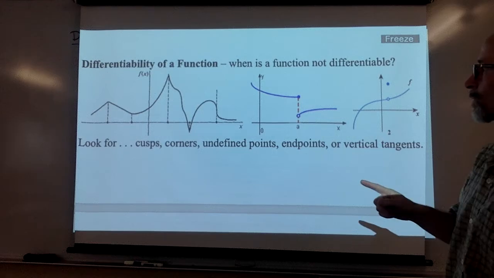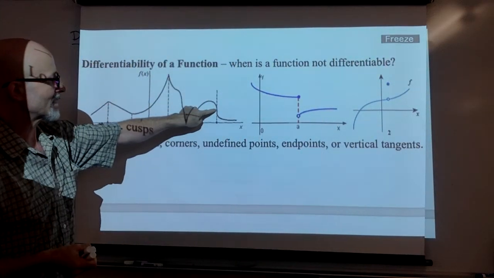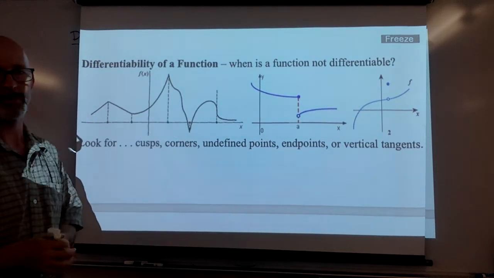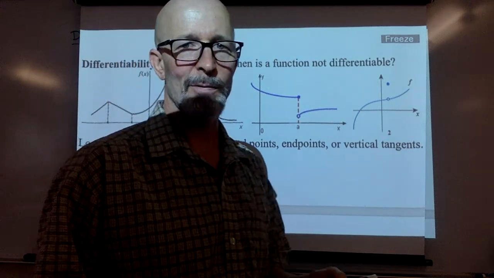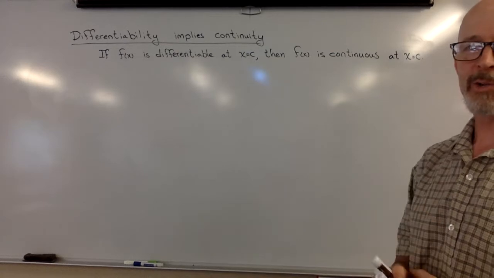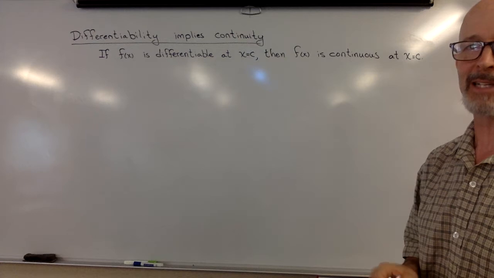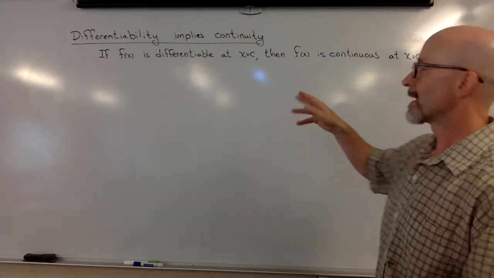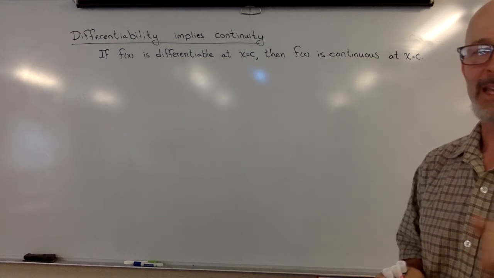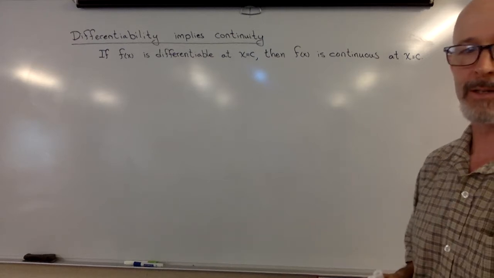Now, why could we not find the slope there if the tangent line's vertical? Because what is the slope of a vertical line? It is undefined. So this is a quick little kind of theorem that comes along with this. Differentiability implies continuity. Just in short form, if something is not continuous, it's not going to be differentiable. If it is not continuous, you can't find the slope at that point.